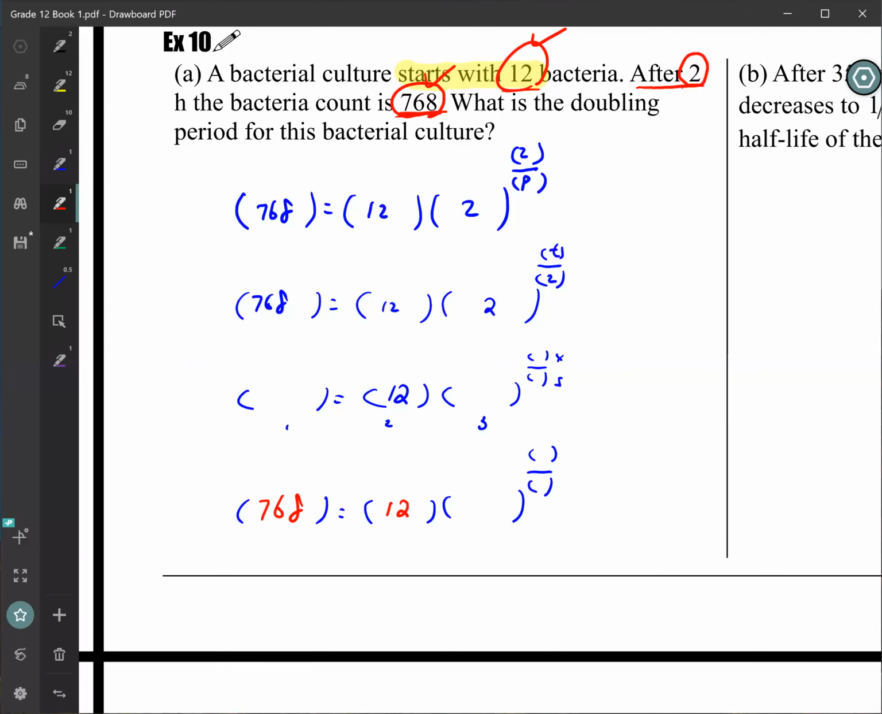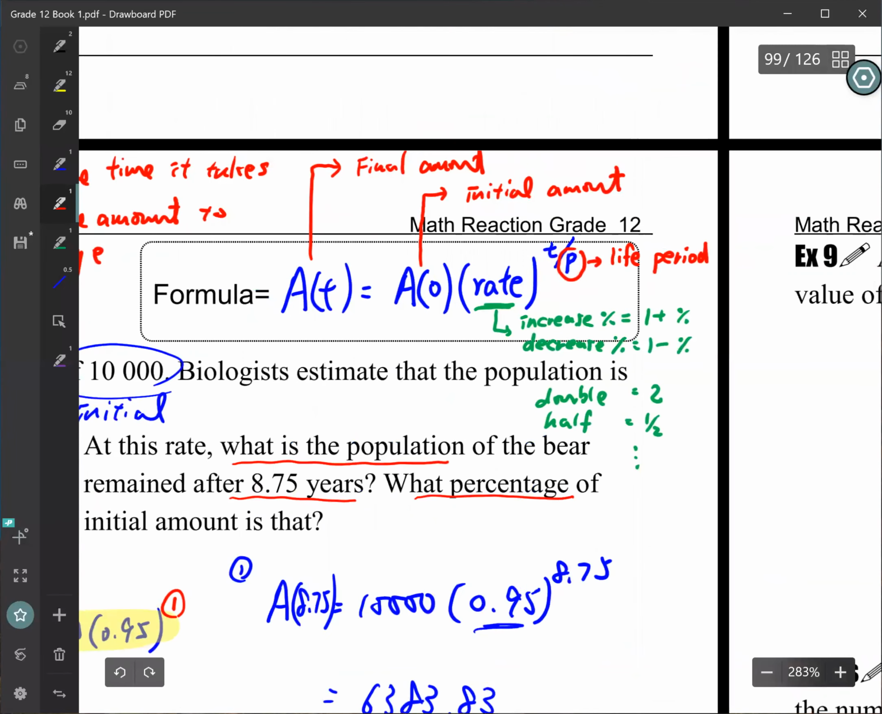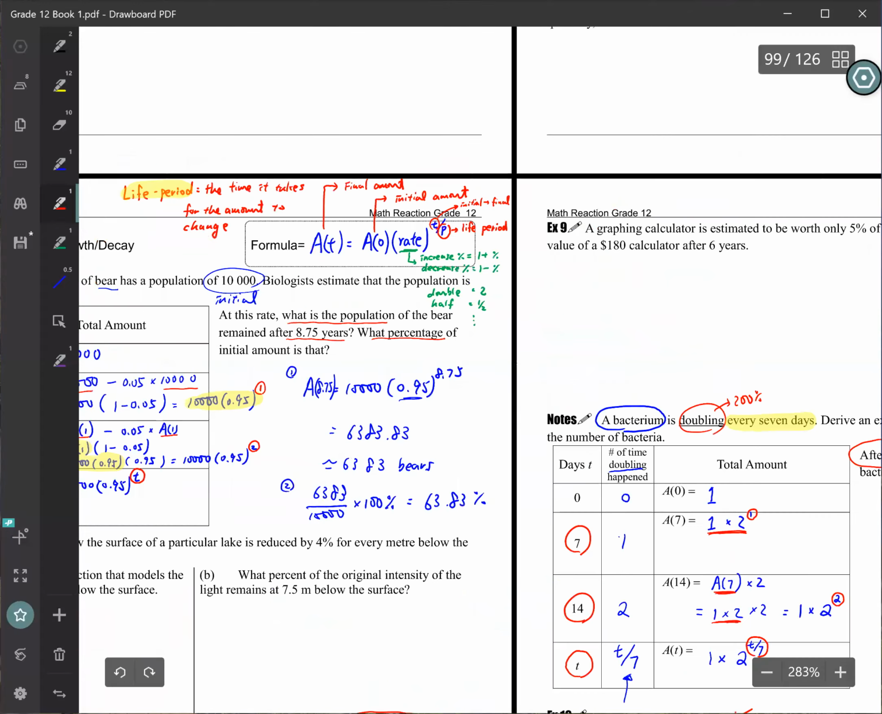And then the 2 hours should go to the top, the T. Remember I said over here, the last one, if you want, you can fill this in, okay? T is the time it takes from initial to final. If you're afraid that you will forget what it means, the time it takes to go from initial to final, you can write that down. So it has to be the 2, okay?